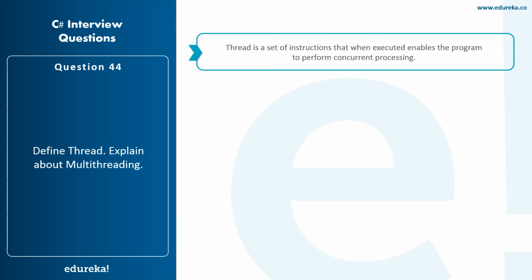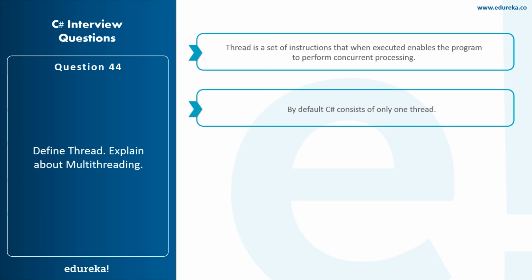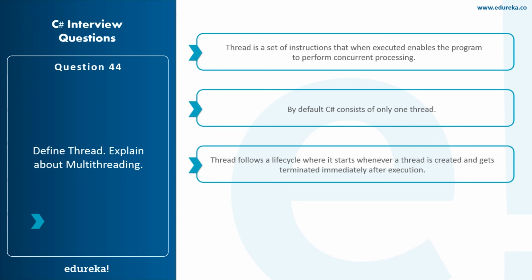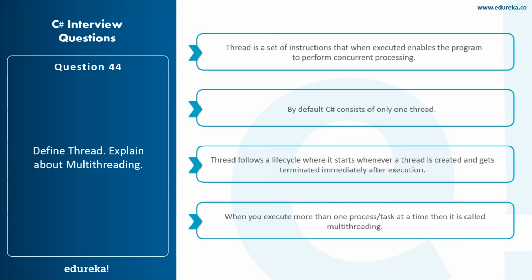Now let me move on to the next question, which says, define thread, explain about multi-threading. Thread is a set of instructions that when executed enables the program to perform concurrent processing. By default, C# consists of only one thread. Now, when I talk about this term called concurrent processing, concurrent processing helps in doing more than one process at a time. By default, C#, I had already explained to you, consists of only one thread.